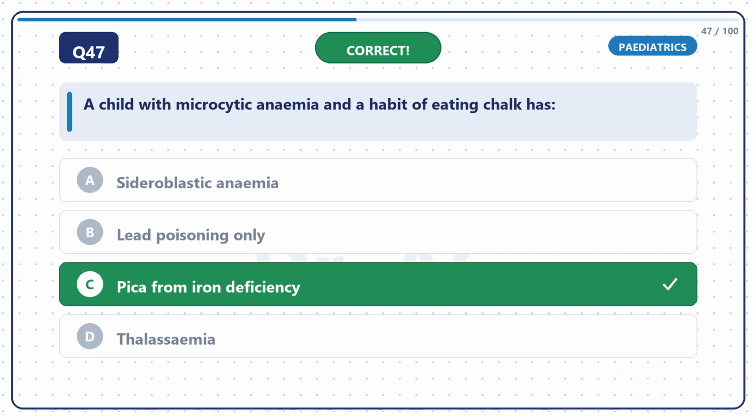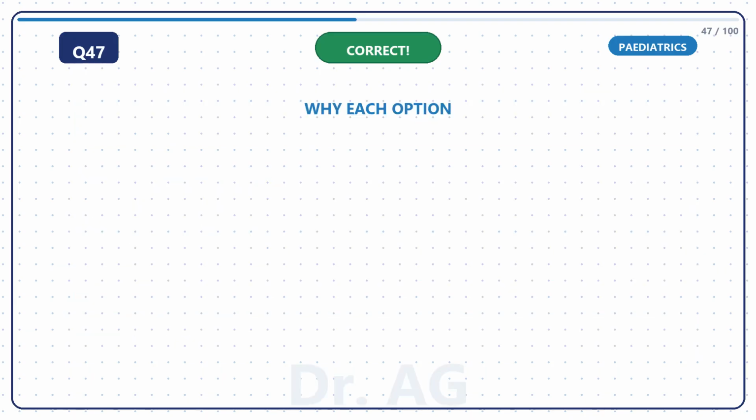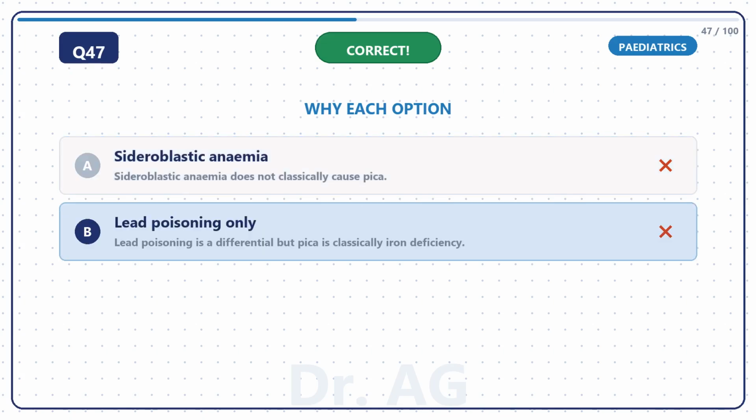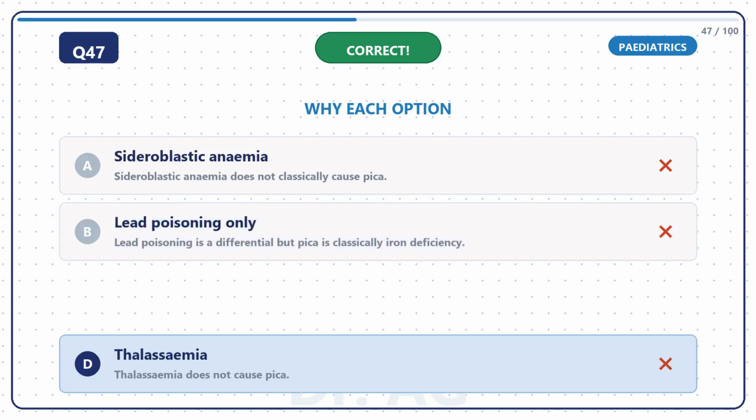The correct answer is option C. Pica from iron deficiency. Let's go through the options. Sideroblastic anemia. Sideroblastic anemia does not classically cause pica. Lead poisoning only. Lead poisoning is a differential but pica is classically iron deficiency. Thalassemia. Thalassemia does not cause pica.